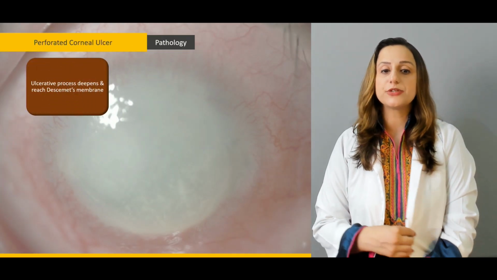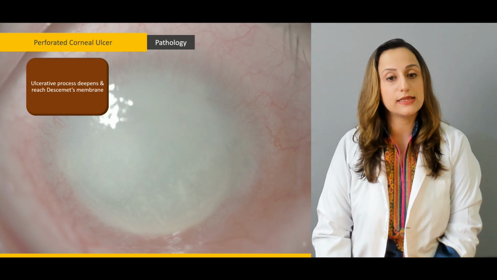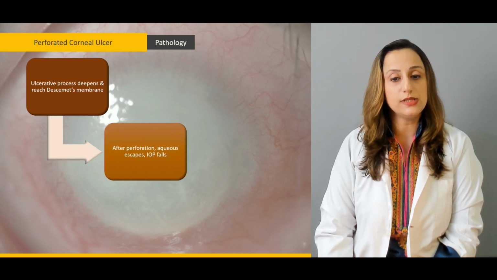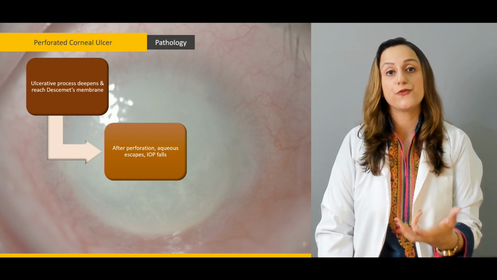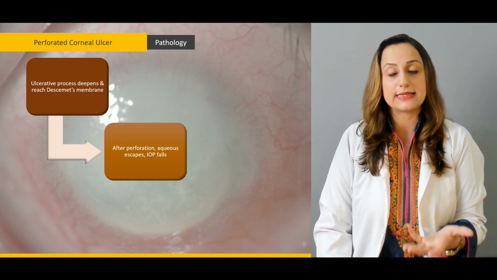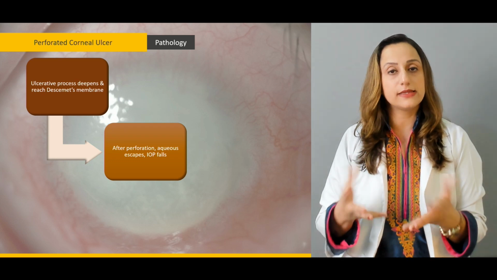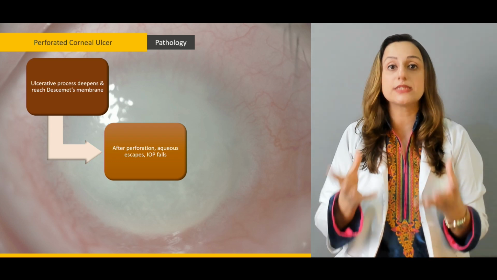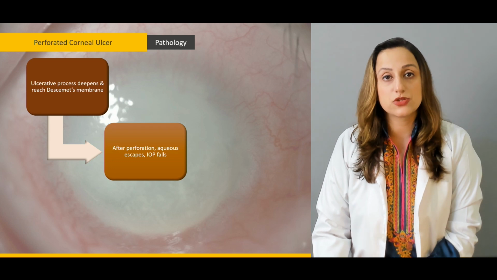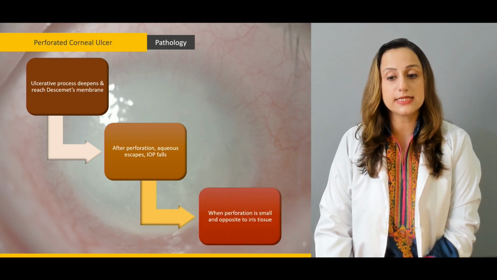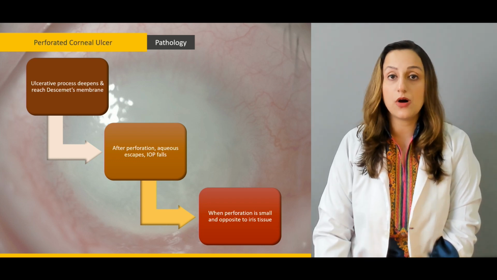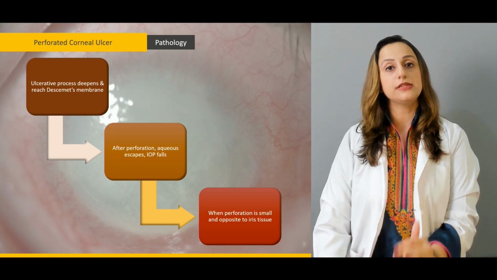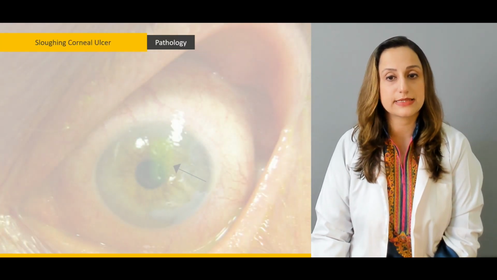The ulcerative process deepens and reaches the Descemet's membrane in the individual. After the perforation, the aqueous escapes and the intraocular pressure falls, because before that, there would be a condition of increased intraocular pressure in cases of ulcerative keratitis when the perforation is small and opposite to the iris tissue. So these are some of the complications after the perforation has taken place.